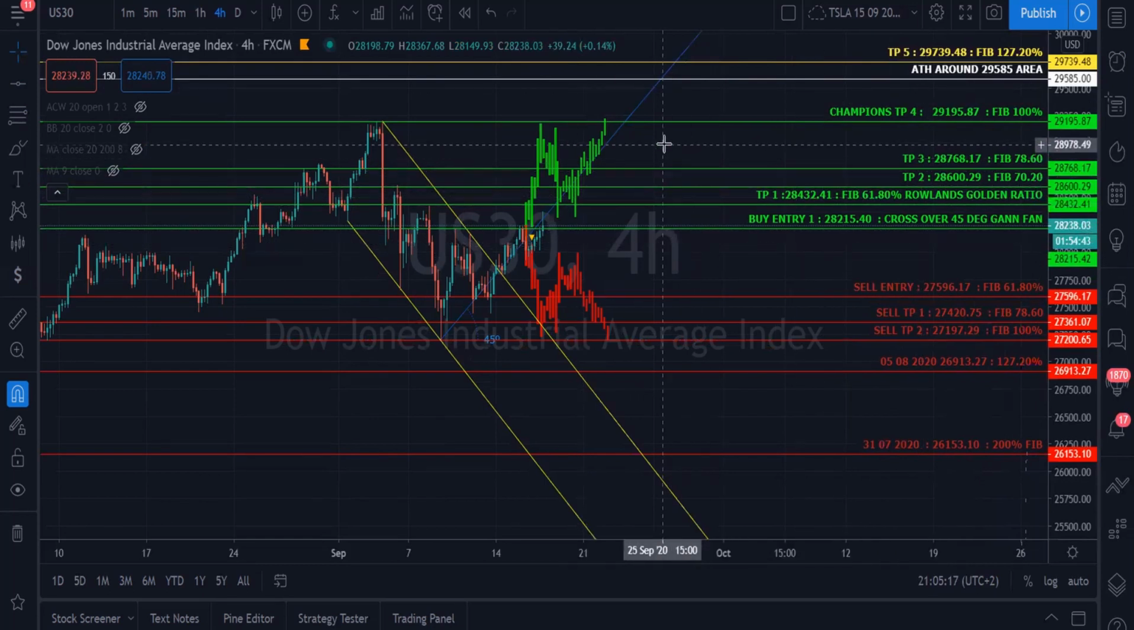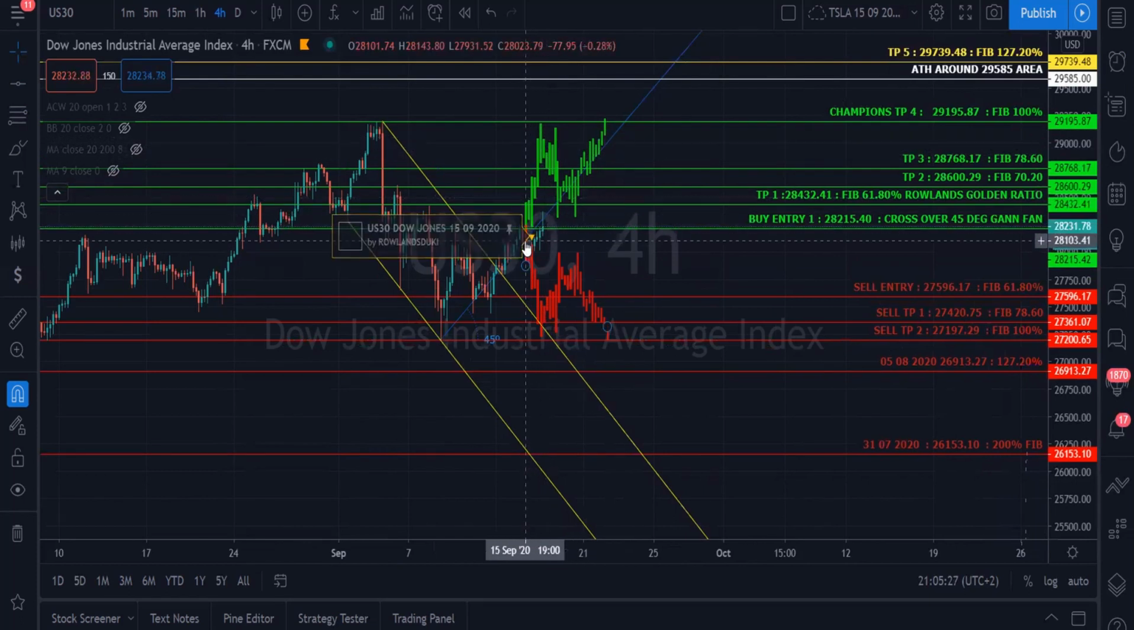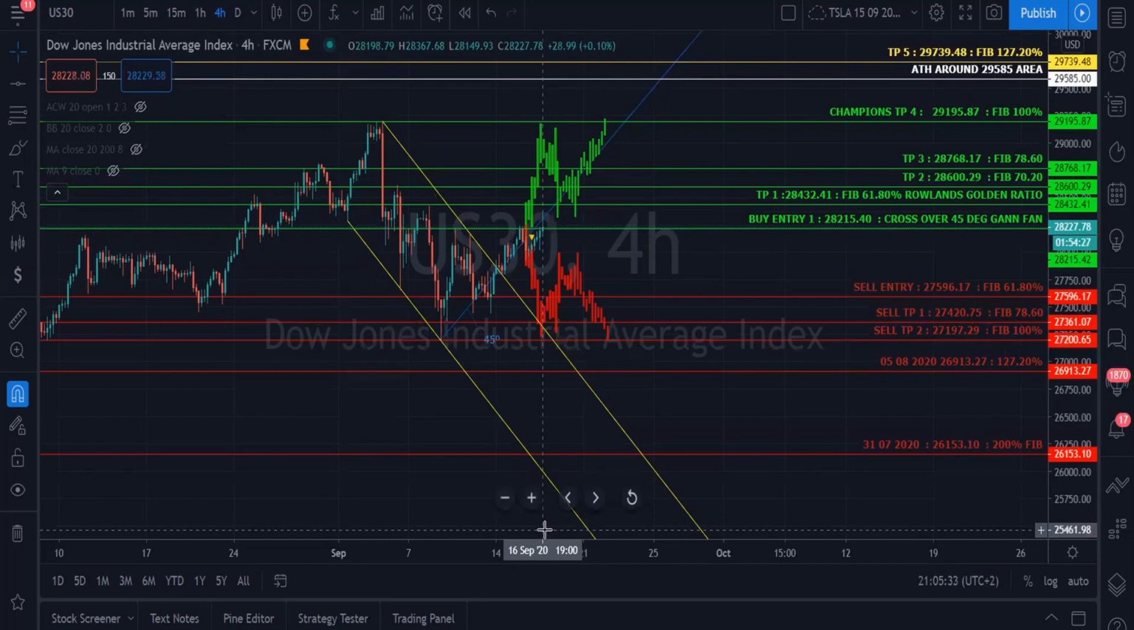So let's just say I want to show you what I'm expecting with this bar pattern. I can tell you today is say 16th of September, whatever date. You see the dates at the bottom here. So the price is currently here. Can you see price is currently here?